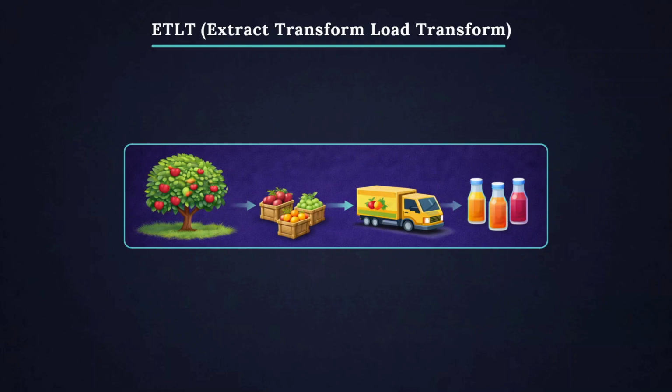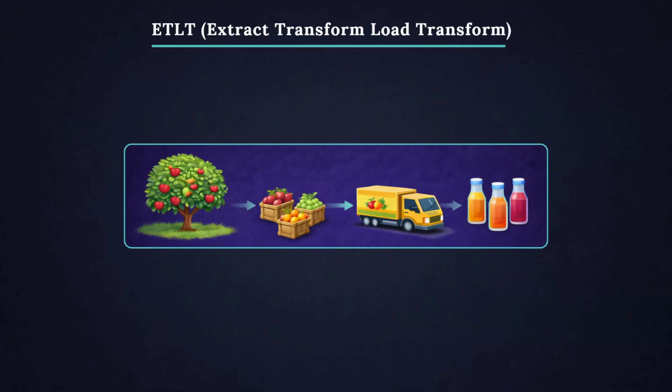And once they reach their destination, a second transformation happens where the fruits are finally turned into different fruit juices. So in ETLT, transformation happens twice. Once before loading and another after loading the data.